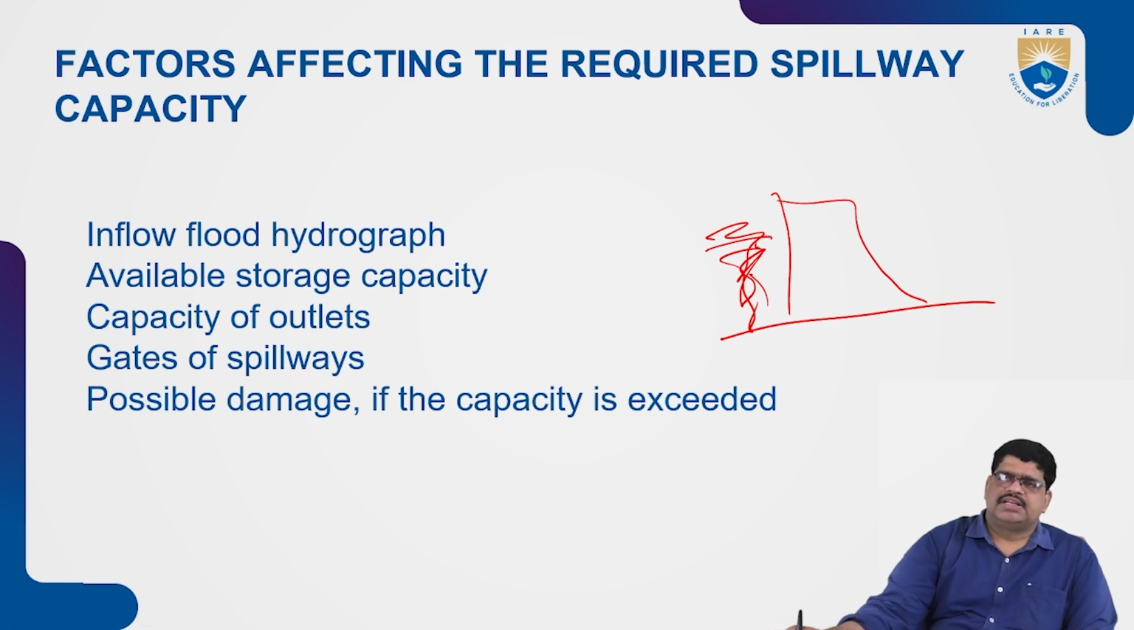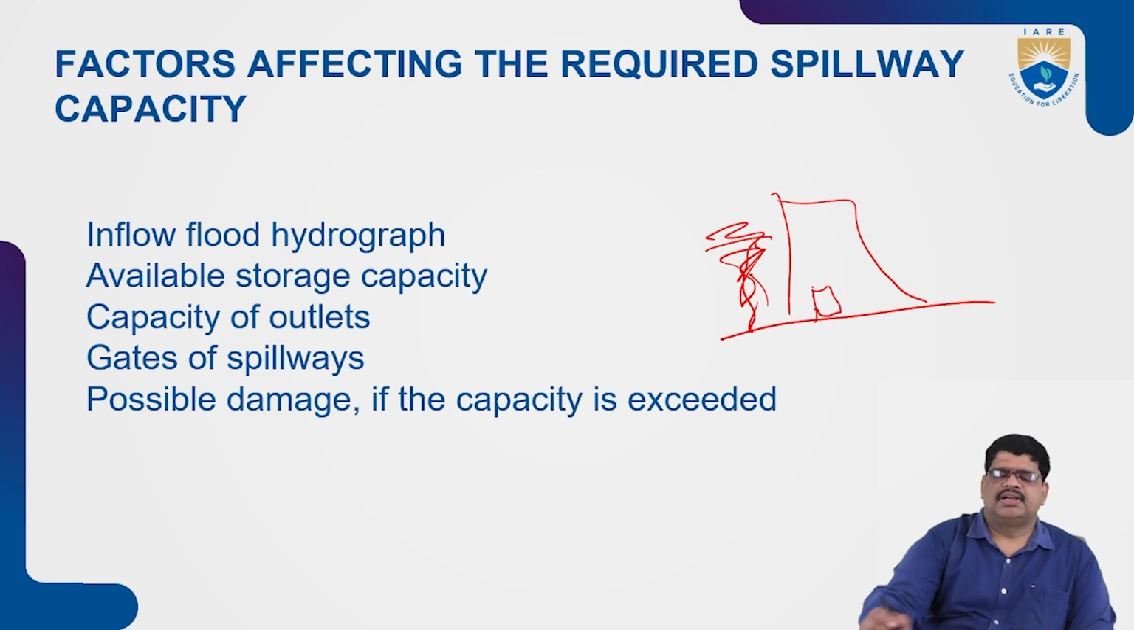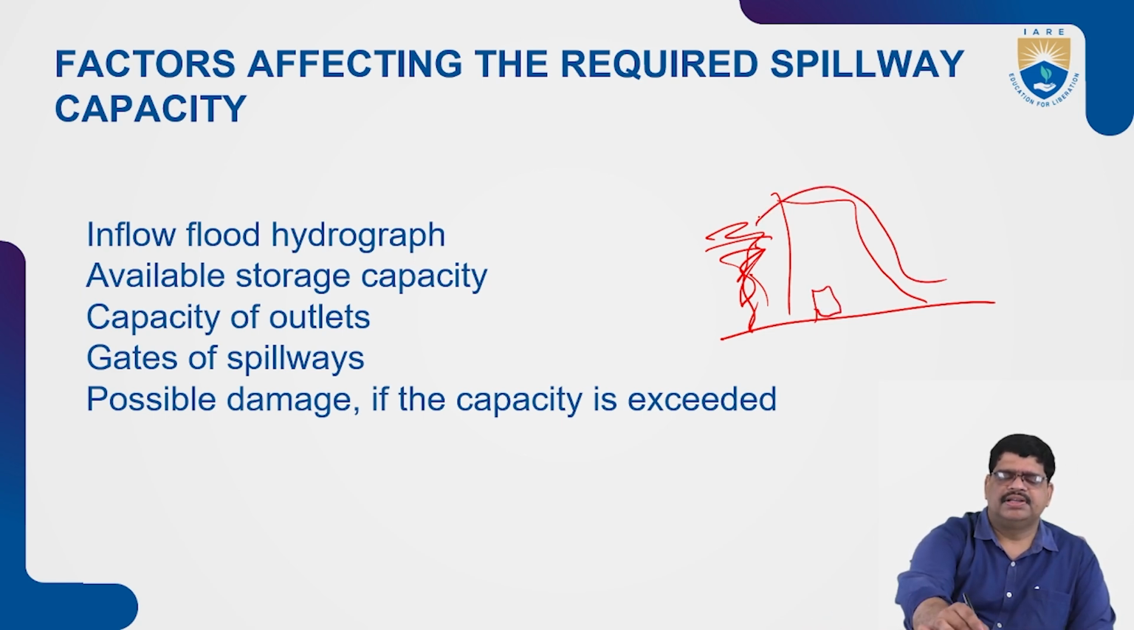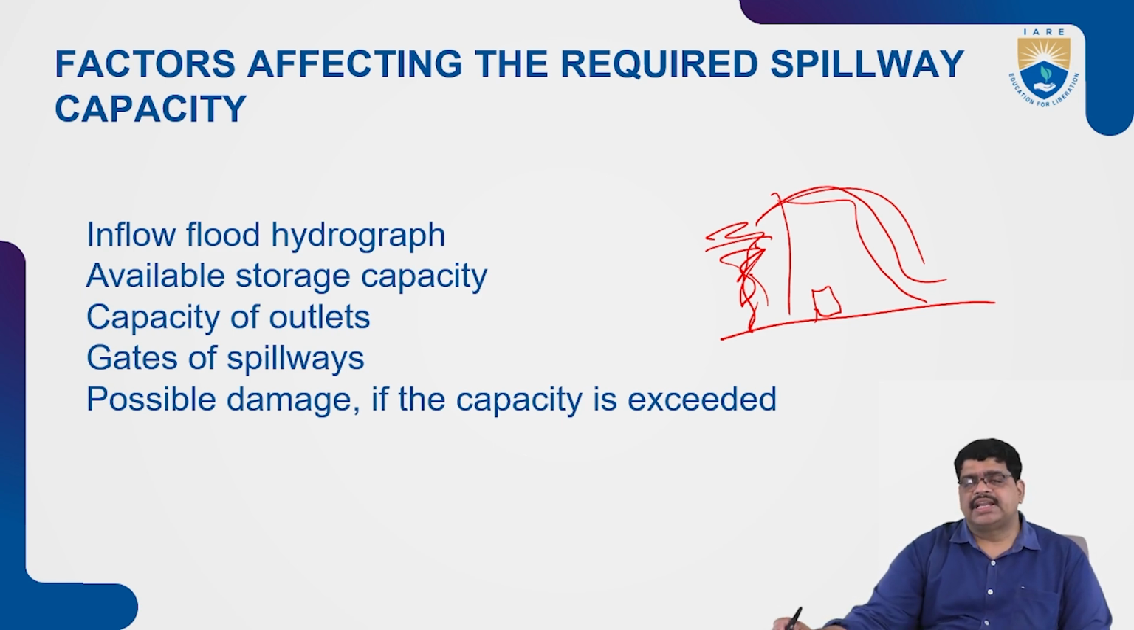What are the outlets? Just like drainage densities can be provided, and also the spillways can be provided for the overflowing through the gates. The gates are the spillway. How many gates are required?